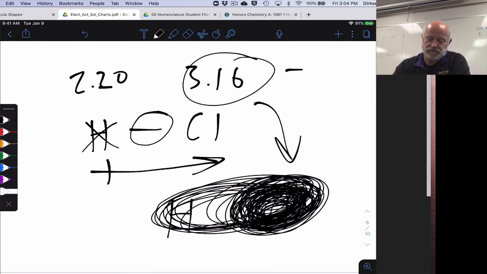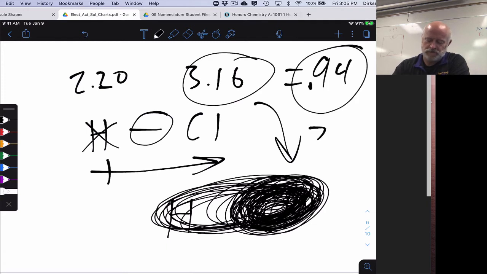Now, the difference here, if we do a little bit of math, 3.16 minus 2.20, what is that, 0.94? So we see a difference of 0.94. Well, that is greater than 0.40. So we call this a polar covalent bond, okay?